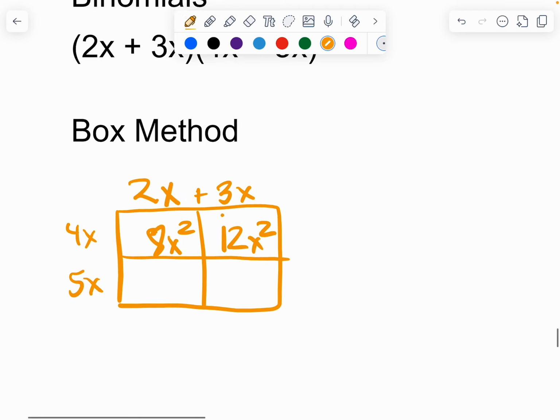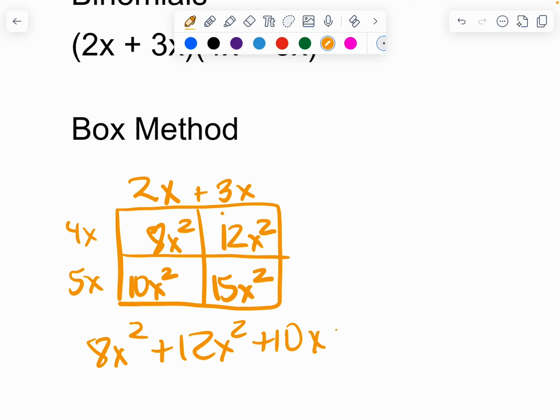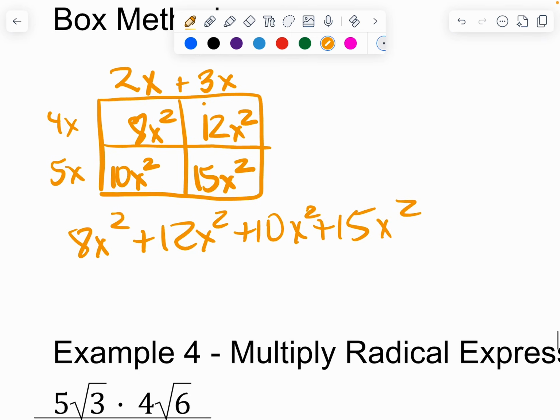2x times 5x gets 10x squared. 3x times 5x gets 8x squared? No, it does not. It gets 15. I was adding instead of multiplying. So I have 8x squared plus 12x squared plus 10x squared plus 15x squared. So 20, 30, 45x squared.